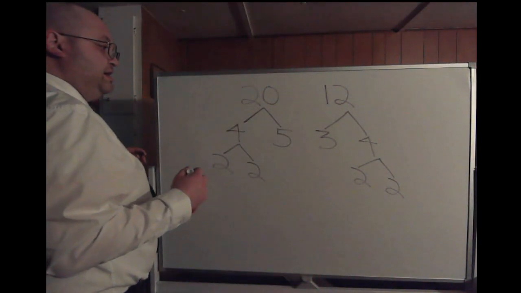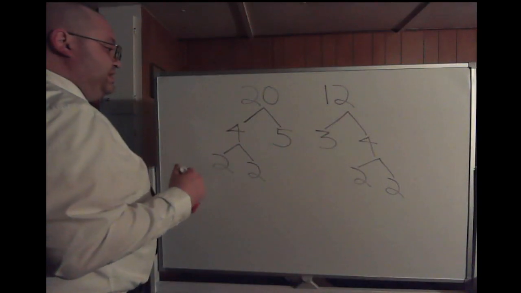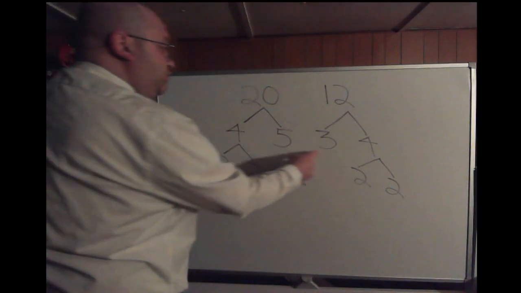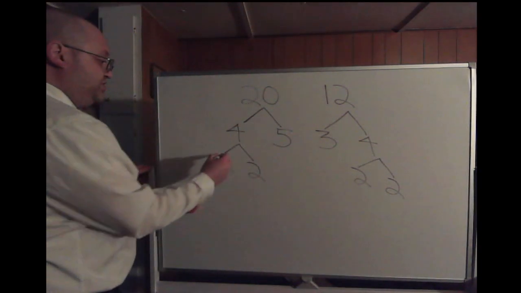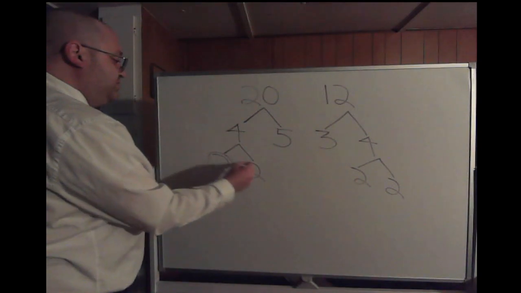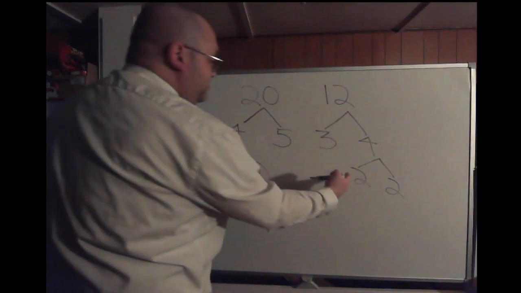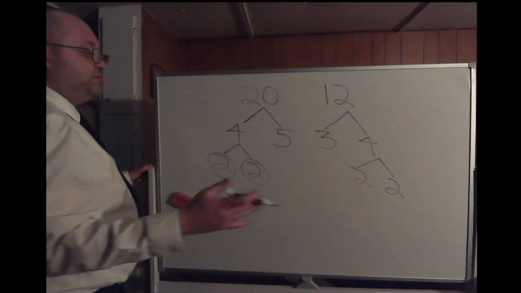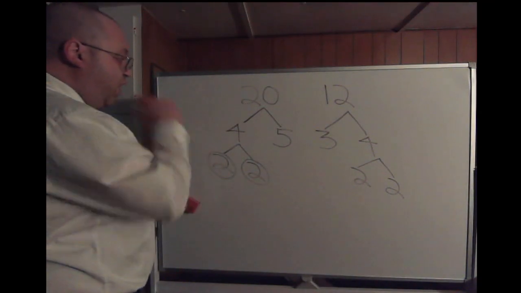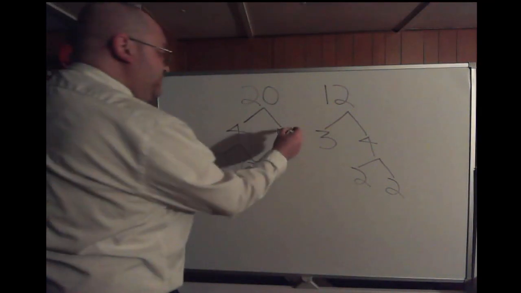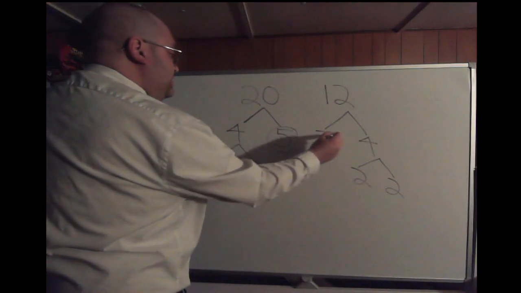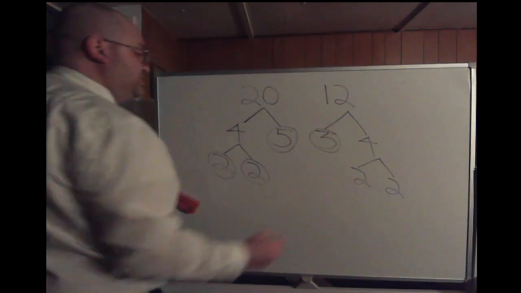Okay. So, we see here both 20 and 12 have the same number of 2's. So, pick your set of 2's and circle them. You could have circled either the two 2's from the 20 or the two 2's from the 12. It doesn't matter. They both have the same number of 2's. Then they each have a 5 and 3 that are not common to the other. So, you're going to circle those.